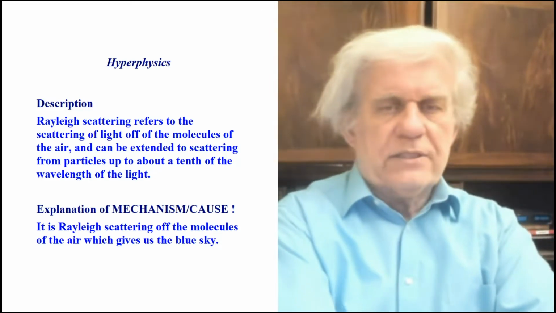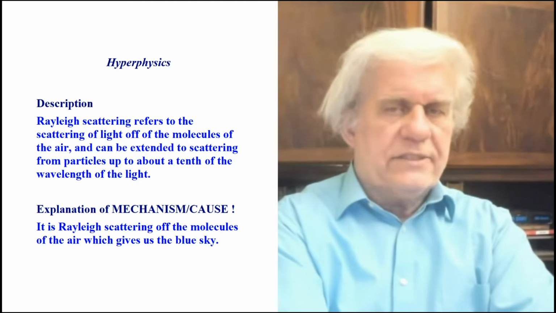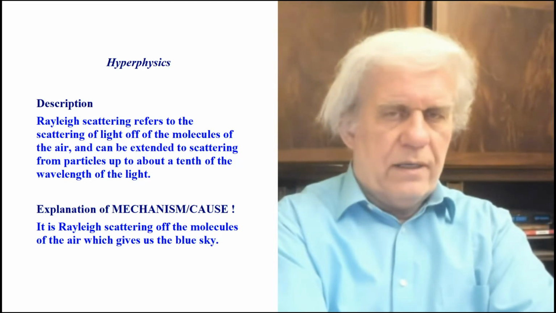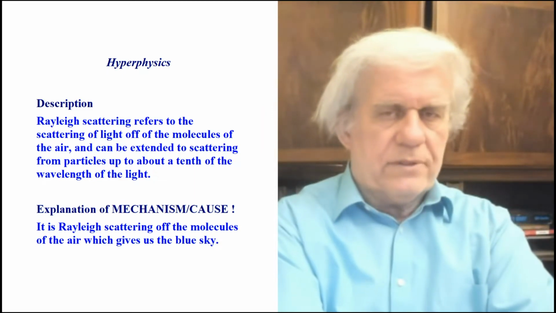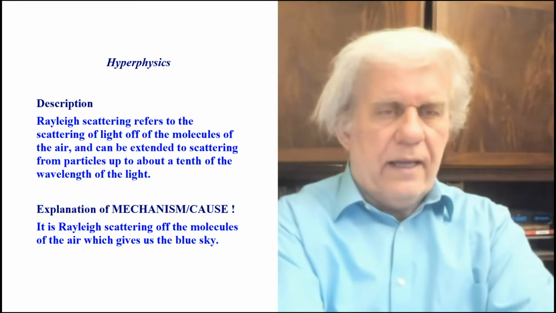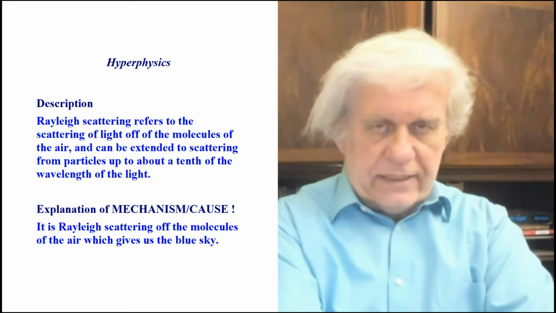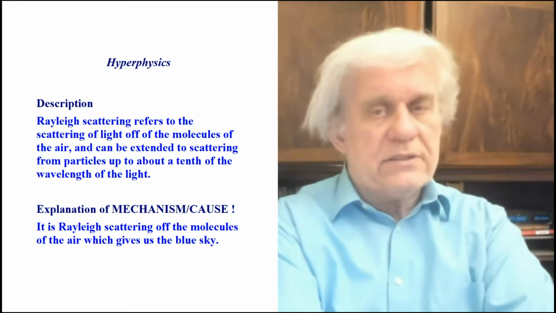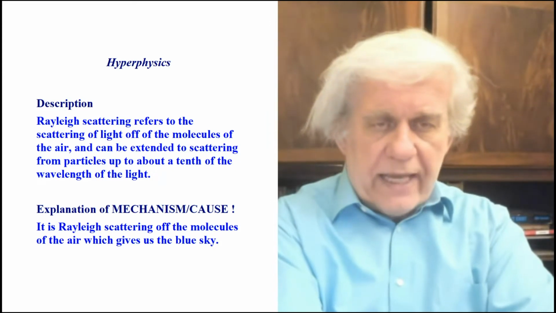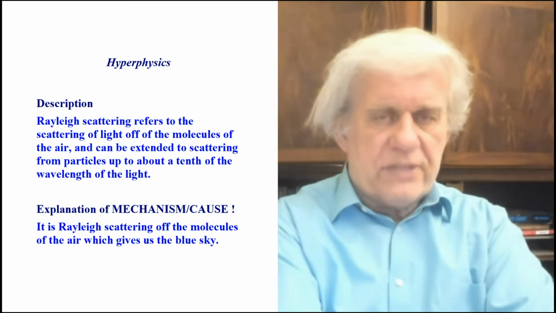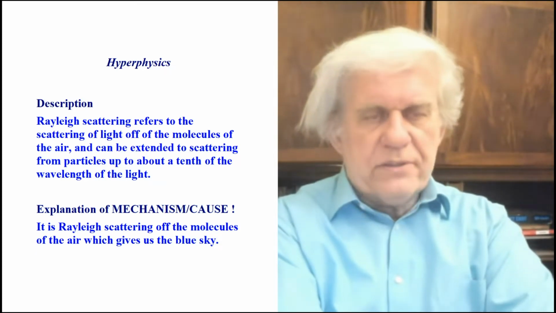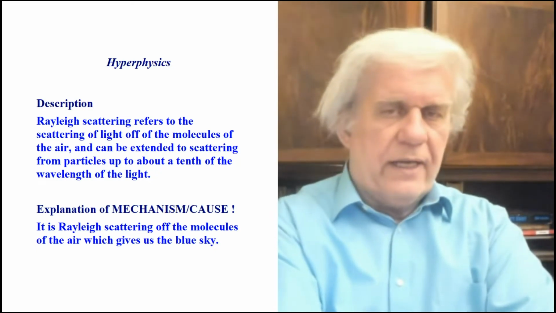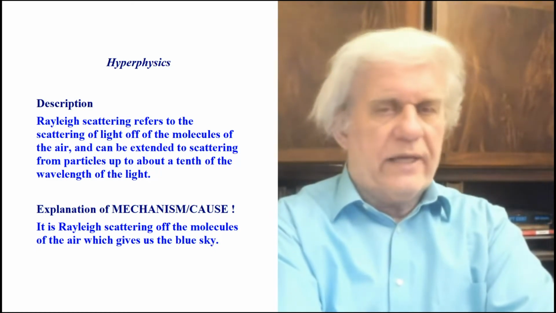So far, all we have is a description. We have no idea why the sky is blue so far. Okay, all they're saying is that molecules scatter light. That's a description. Right now, we have no explanation of anything. Now comes the explanation of the mechanism, of the cause, of what? Of why the sky is blue. It is Rayleigh scattering off the molecules of the air which give us the blue sky. And now you can go into more detail and say, look, this is the explanation of why, what causes the sky to be blue. But you cannot go with the first paragraph there and say, oh, that explained it, explains why the sky is blue.